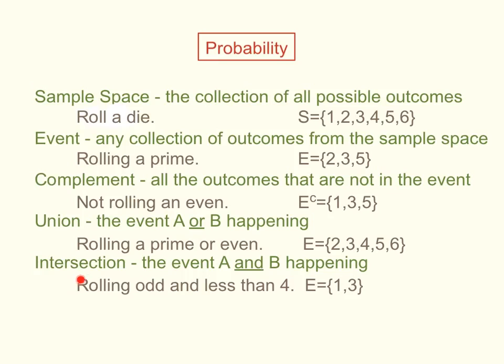And the intersection is things that occur in event A and event B. It has to be in both groups. Here it's in one or the other. Here it has to be in both groups for it to be the intersection. So the odd numbers are 1, 3, and 5, but the ones that are less than 4 are only 1 and 3. So it has to be both odd and less than 4 to be in the group. Here it has to be prime or even to go in the group, and this is odd and less than 4.